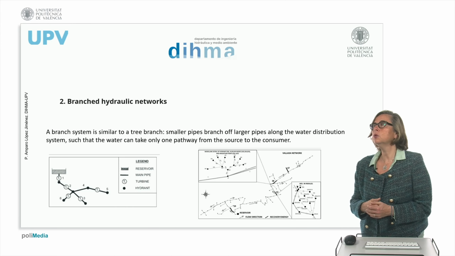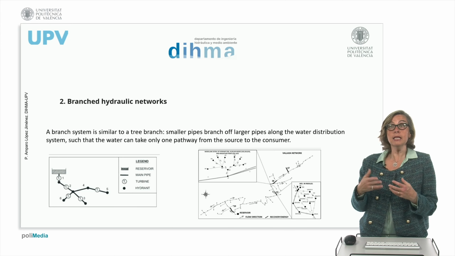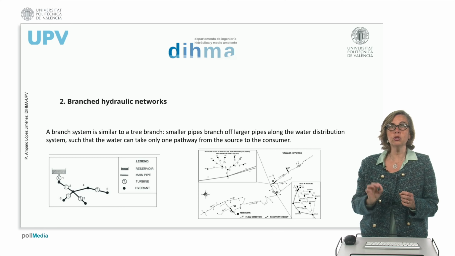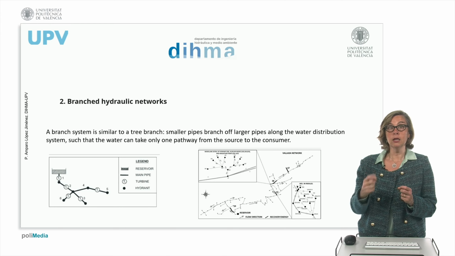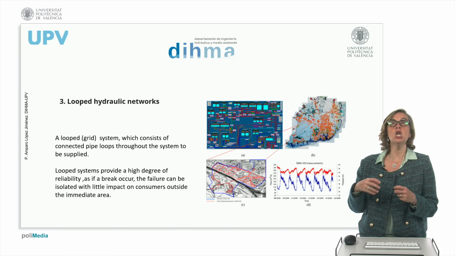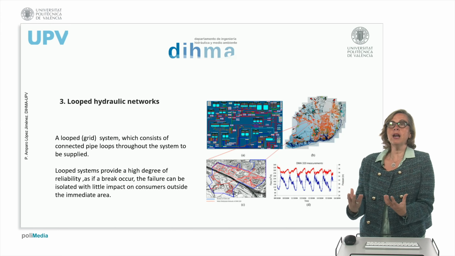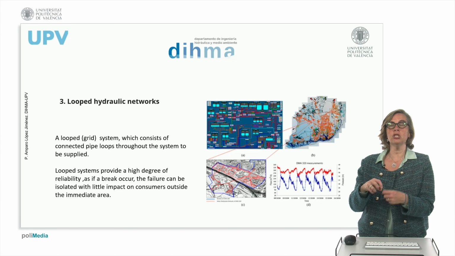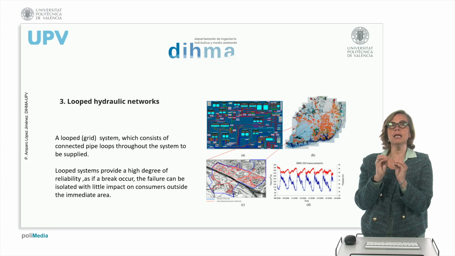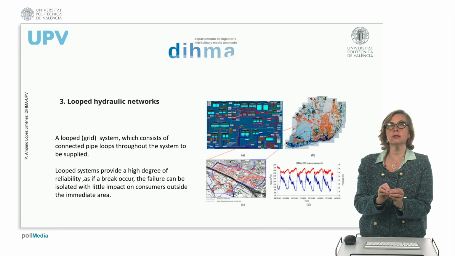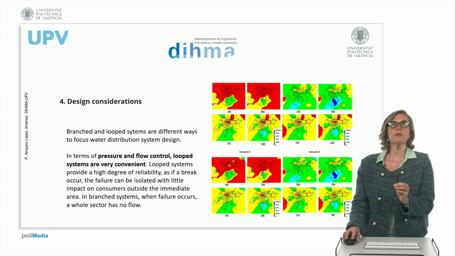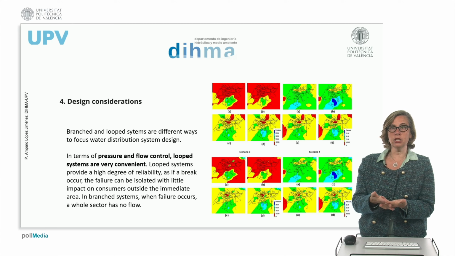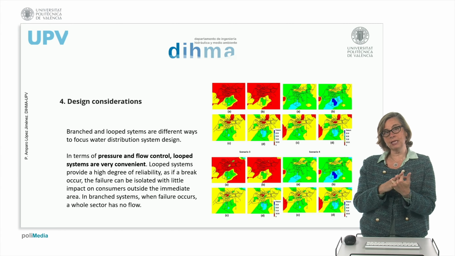How do we do this? We do this by branch, similar to a branch of a tree, in which water can arrive at a consumer only by one way, or we can do it in a looped hydraulic network, in a very complicated way, in which we can use several combinations to bring the flow to an intermediate point in the consumption. So, which is the best? Which are the best considerations for a reliable design?